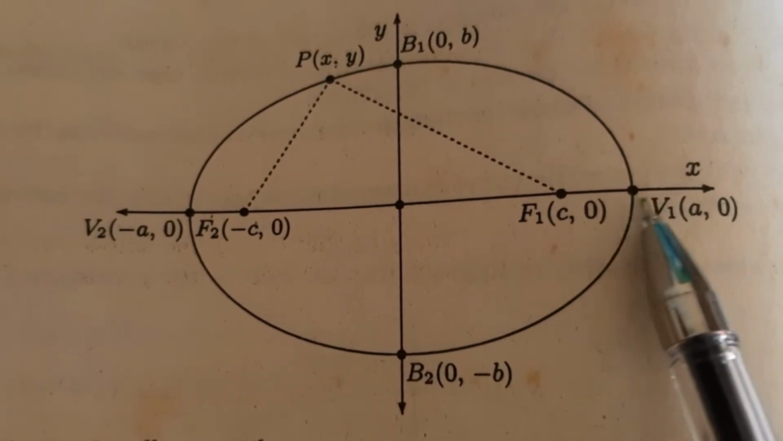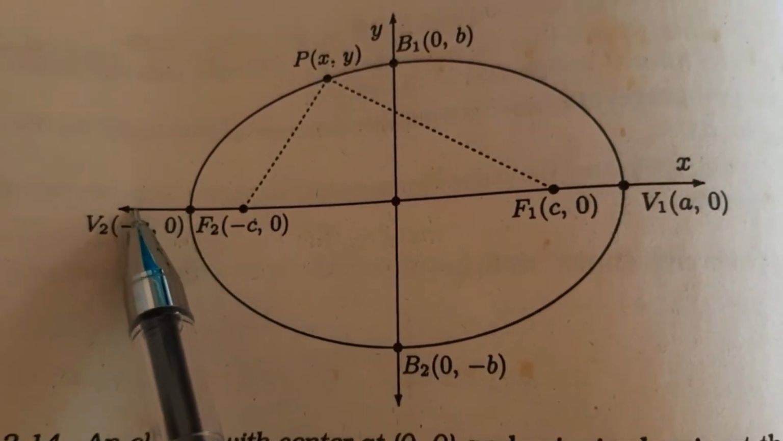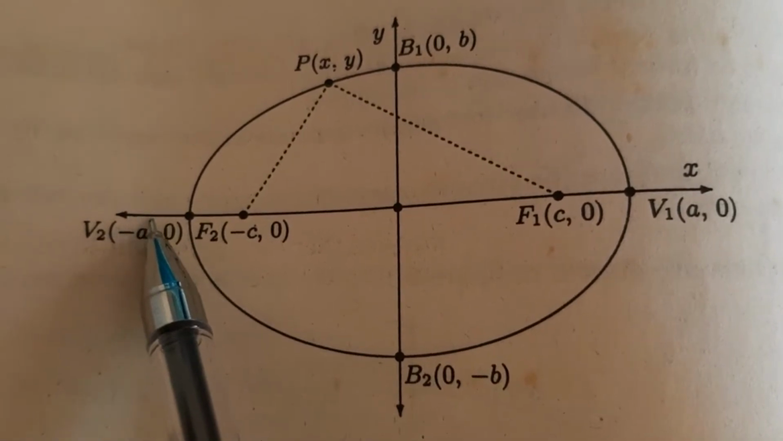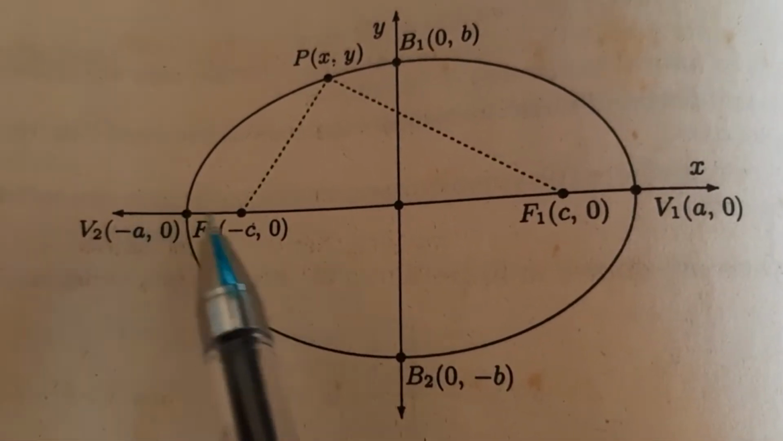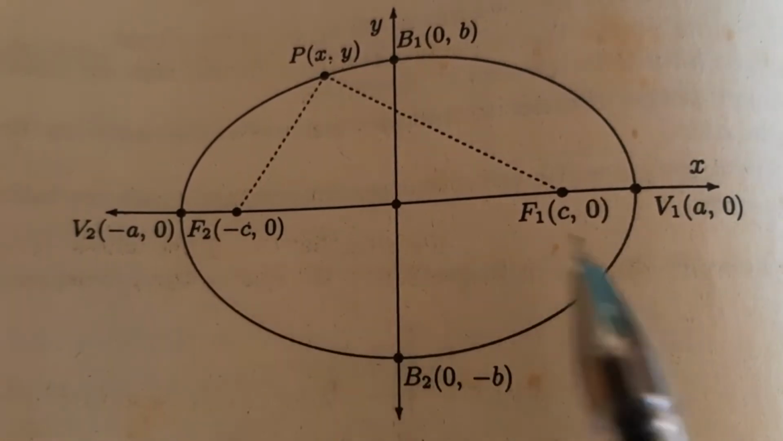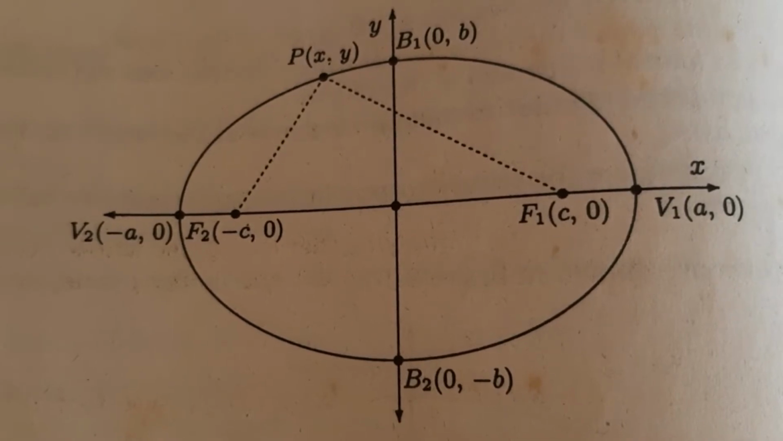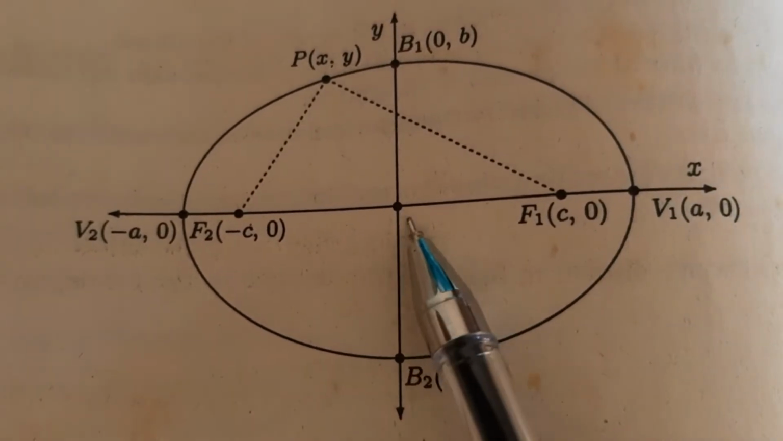So, kung nasan yung focus, yun yung principal axis. Or kung nasaan ang may mas malaking diameter or longer diameter, so that will be your principal axis. Now, halfway between the two foci is the center of the ellipse. So, this will be your center.